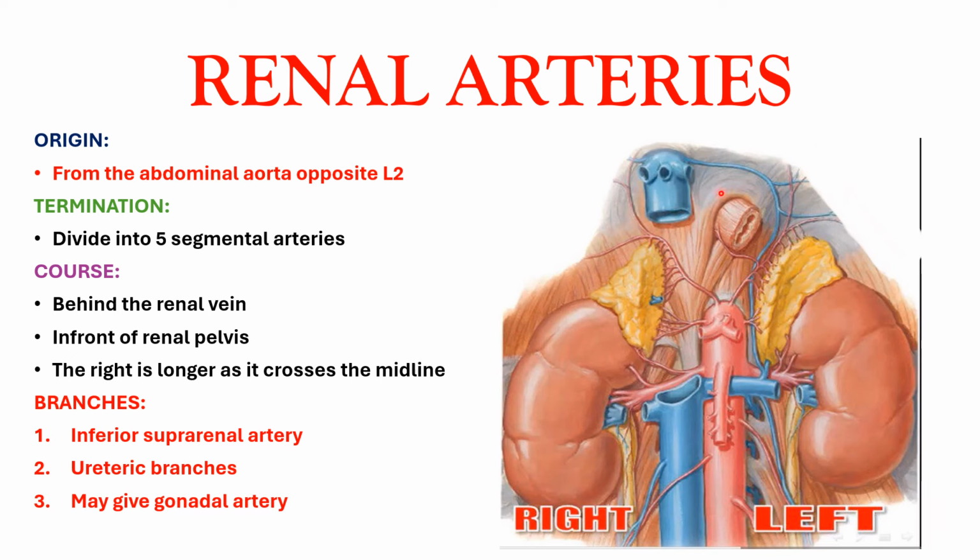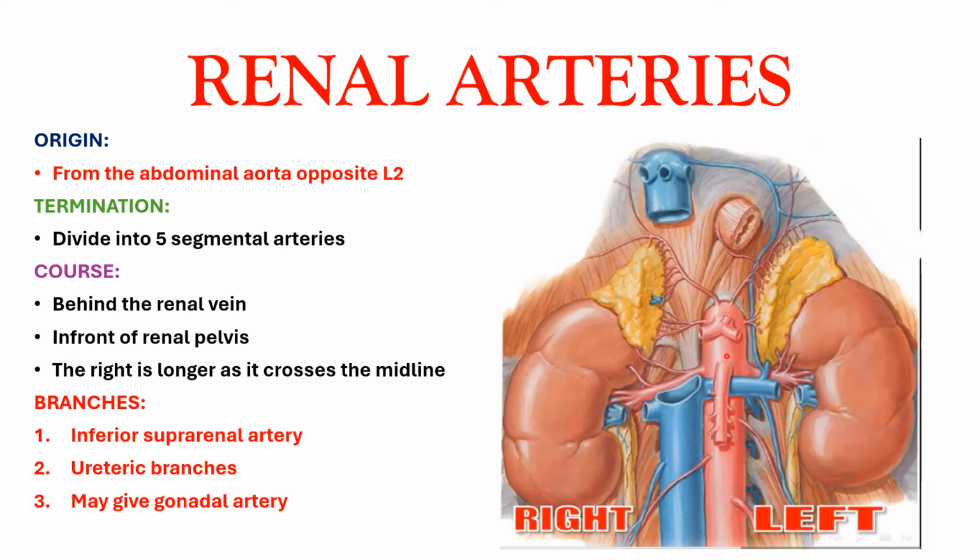Let's look at the renal artery. In anatomy, for any blood vessel, whether an artery or a vein, there are four things you need to look at. The first is the origin of the artery. The second is the termination of the artery. The third is the course of the artery. And then you look at the branches of the artery. So we are dealing with the renal artery.